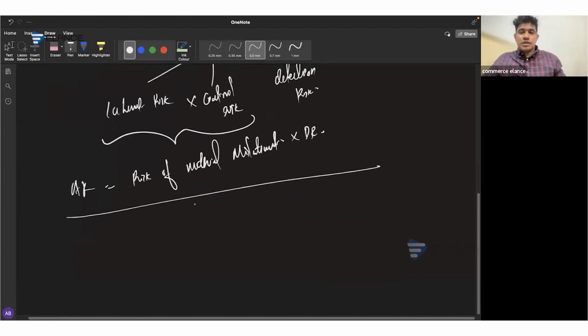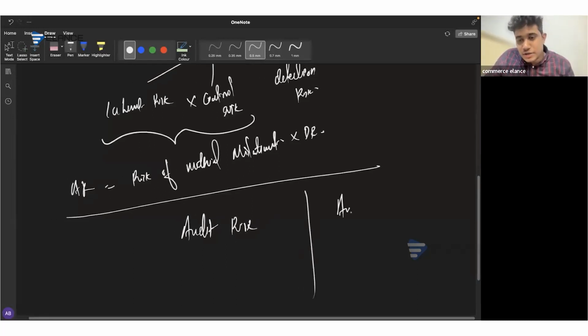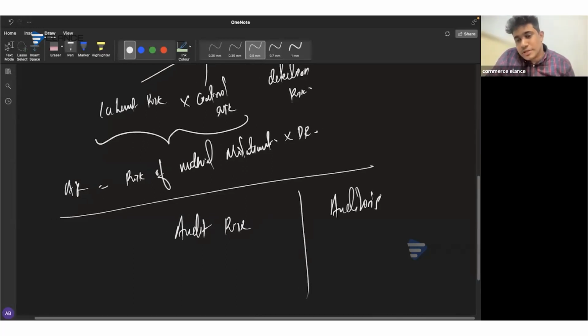However, that's not a short question, but definitely you will get a question to pick the audit risk from the scenario, and they will also ask you to provide the auditor's response.